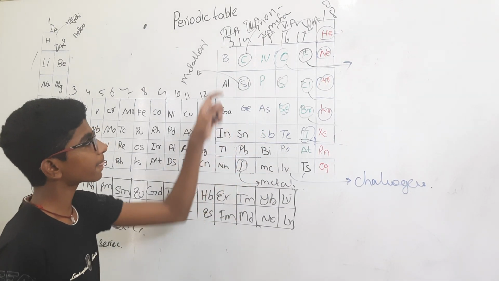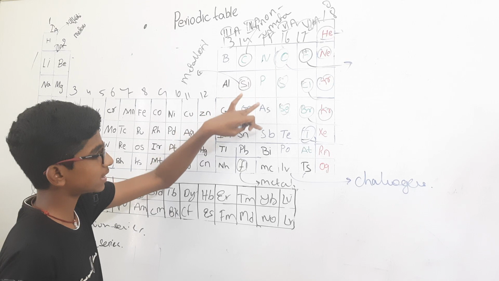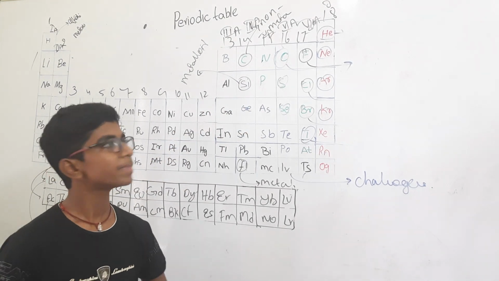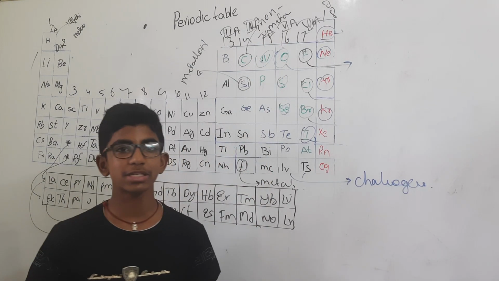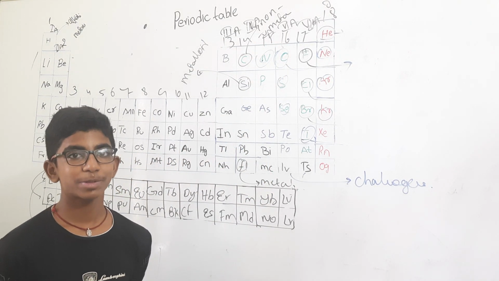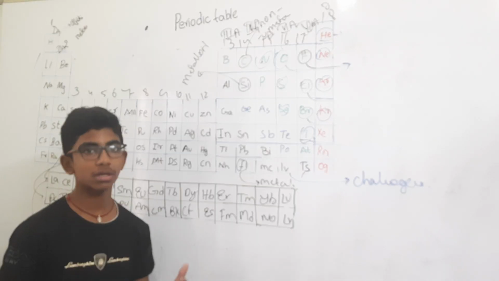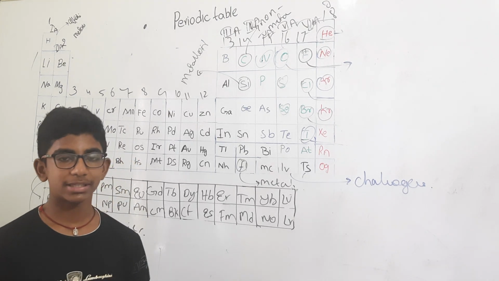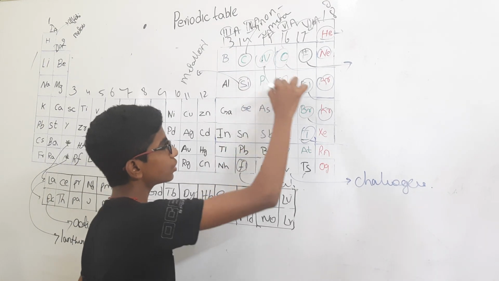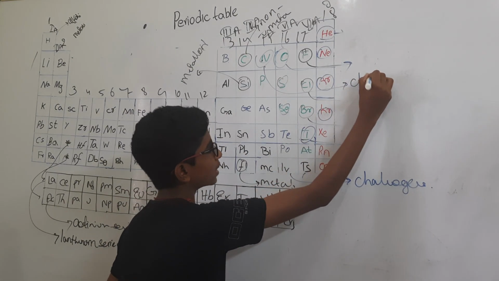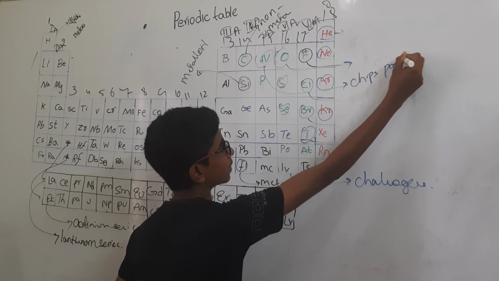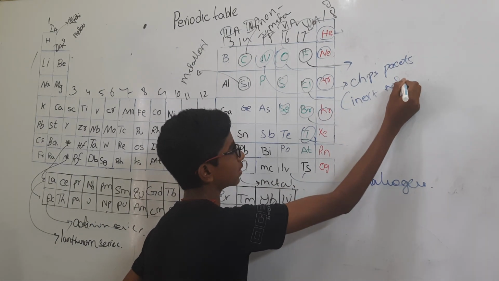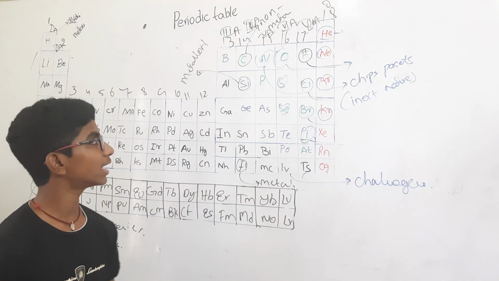Okay, next we go to the 5th group. This 5th group has nitrogen, phosphorus, arsenic, like that. They have so many elements, and this is also very useful for us. Nitrogen is used in the preservation of chips packets, because it won't react with other gases, and so the chips stay fresh. Nitrogen is used to preserve chips packets because it is inert in nature.